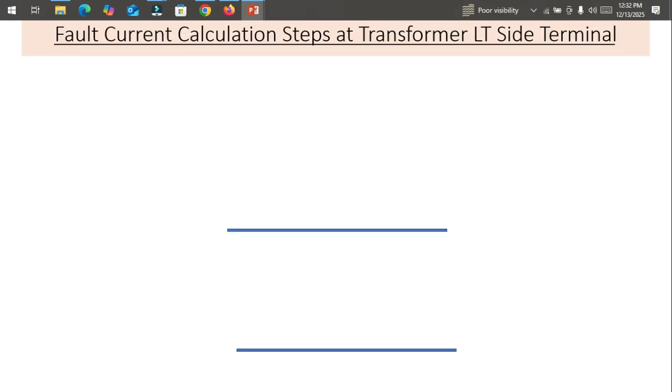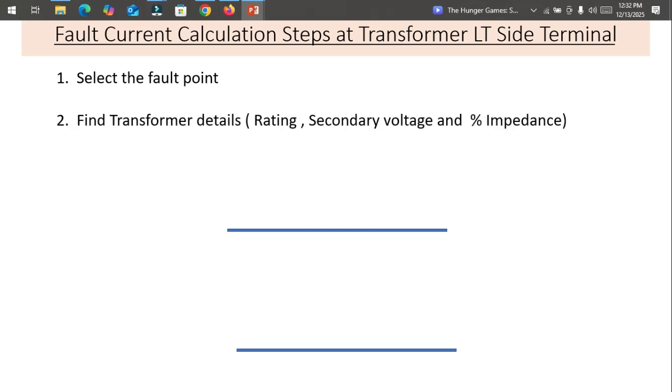Now let's know the calculation steps. If we follow these steps, we can calculate the fault current at the LT side of the transformer, that is, the secondary side terminal of the transformer. In the first step, we have to select the fault point. First we have to identify the fault point where it has happened.